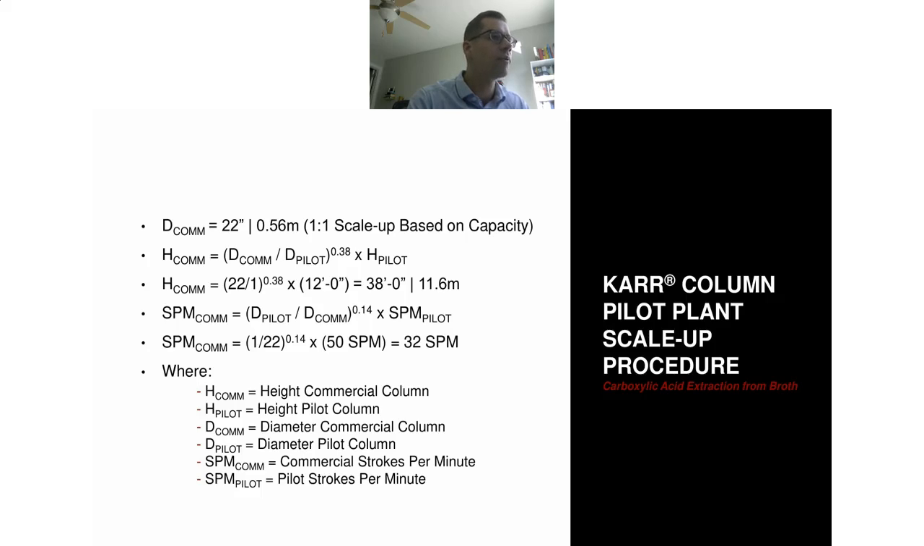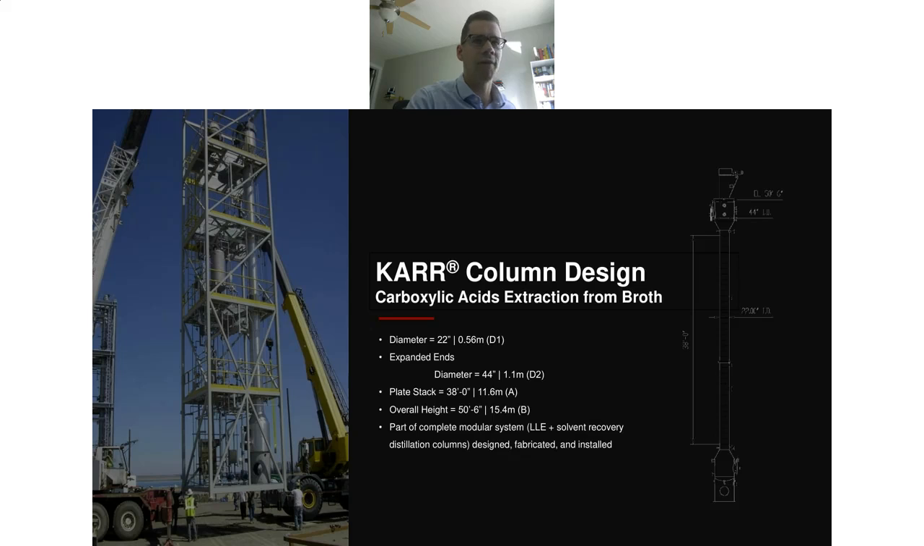There's equations that we use to determine the height of a Karr column, and also the operating speed, which sets the standard operating speed for the drive assembly. But of course, that's something you can fine tune in the field later on. Those equations are basically relative to the diameter that was tested, the diameter of the commercial column, and then the height that was tested and the speed that was tested. So in a nutshell, that's how we scale up a Karr column.